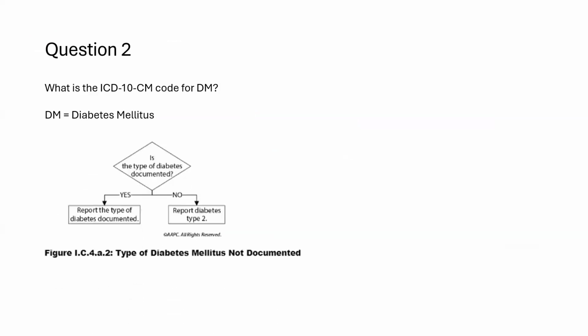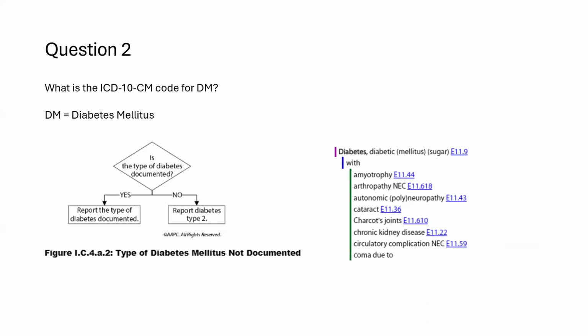Question 2. What is the ICD-10-CM code for DM? DM is the medical abbreviation for diabetes mellitus. In the ICD-10-CM official guidelines section I.C.4.a.2, it states if the type of diabetes mellitus is not documented in the medical record, the default is subcategory E11, type 2 diabetes mellitus.